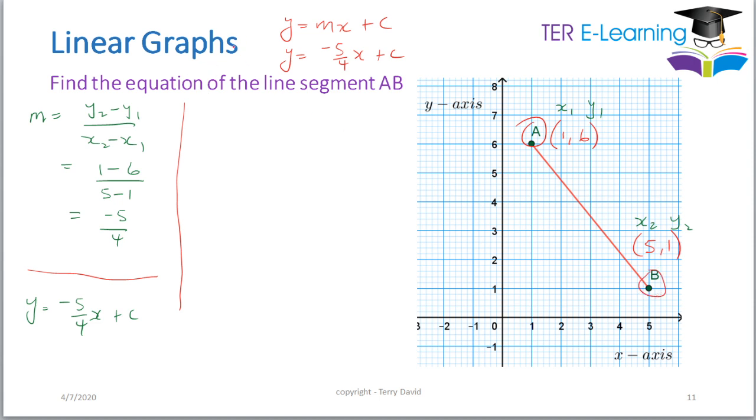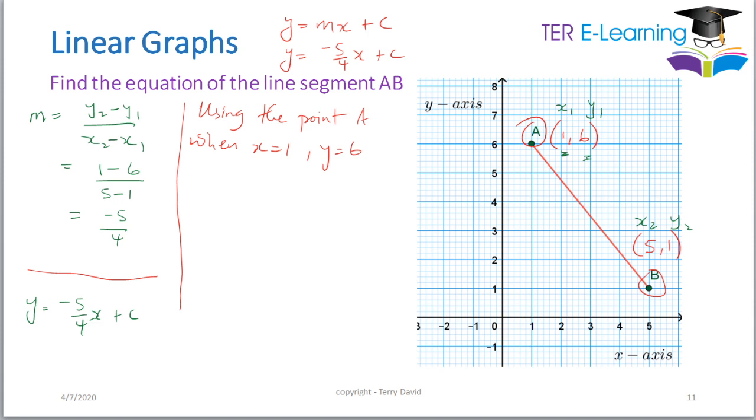So I'm going to just use the point A. If we use the point A, we know that when x equals 1, y equals 6. Where did I get that from? That is directly from the coordinates. Look, x is 1 here and y is 6. That's where I'm getting that information from.